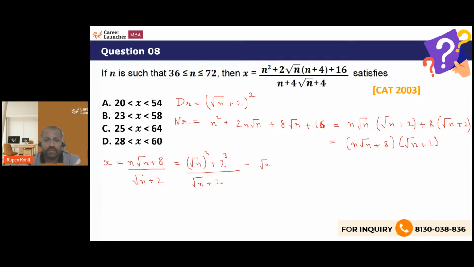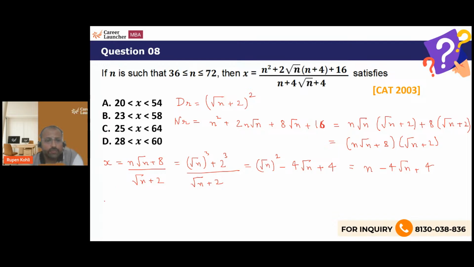So what I'm left with is root n whole square minus 2 into 2 into root n, which is 4 root n, plus 2 square. So this is simplifying as simply n minus 4 root n plus 4. All right, so that is what we have. X is basically this. And now we can put the values of 36 and 72 and evaluate this expression.